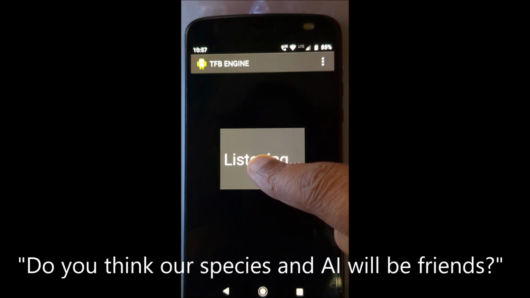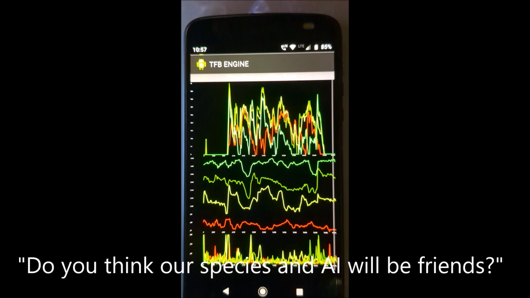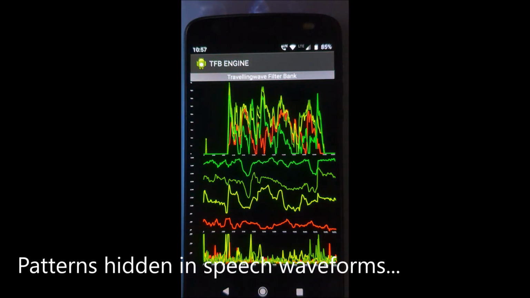Do you think our species and AI would be friends? What you see here are patterns hidden in speech waveforms that we humans use to communicate.